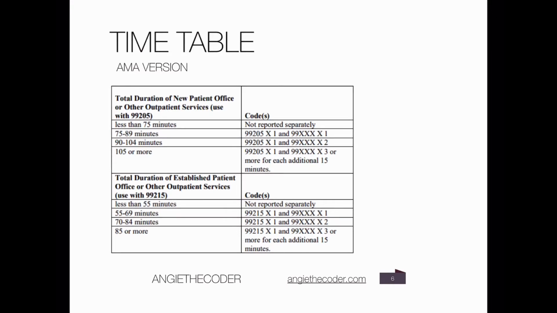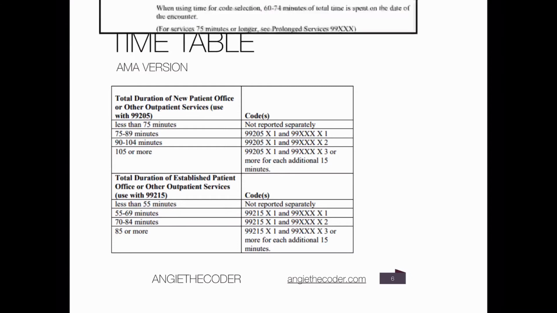And the same is true if you look at your established patient codes, 99215 below. If you spend less than 55 minutes with the patient, then all you will bill is your 99215. But if you spend 55 to 69 minutes, you will bill 99215 times 1, and then 99XXX times 1, and so forth. I'm not going to bore you by reading all that, but there it is on the screen. So, another surprise for you.